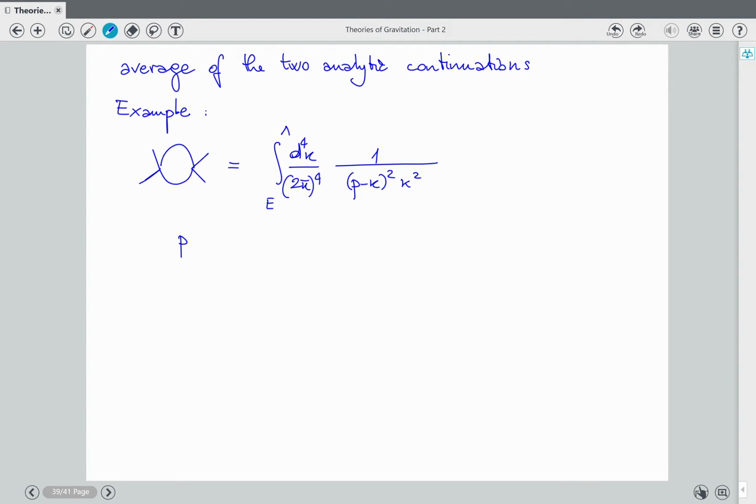What happens for P small? This is a trick to compute the entire result without making too much effort. So we are in the Euclidean space.